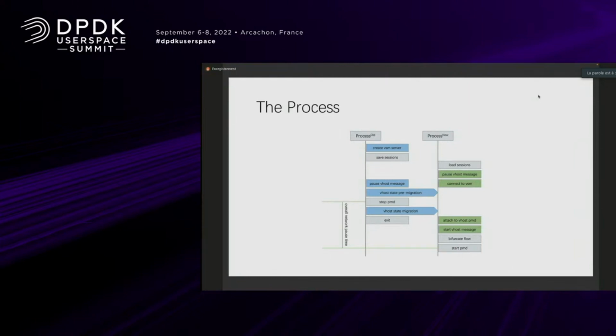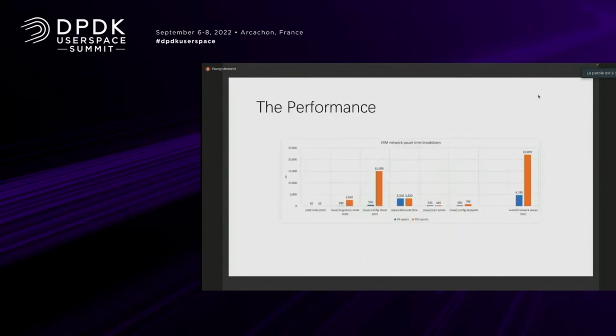Once we stop the PMD and sync the final volatile indexes and states, then in the new process we just attach the Vhost PMD and start the message handling, and then we can fabricate the flow from the NIC. And finally, we can start the PMD.